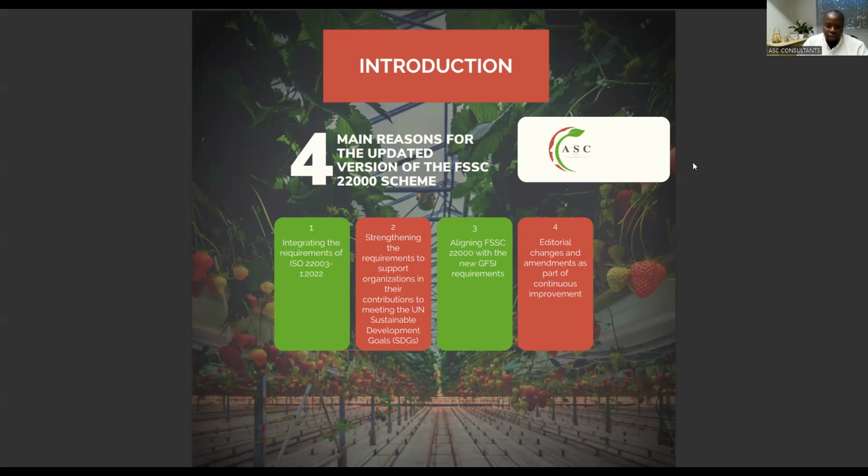Then the third reason, which is key, was the GFSI requirements. As you know, it was updated in 2020, if you remember, and most of the sites that had not complied with this requirement were suspended.